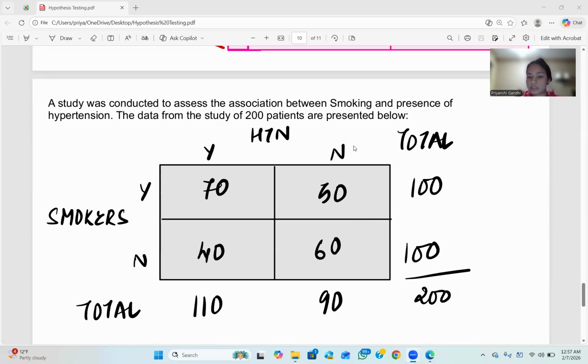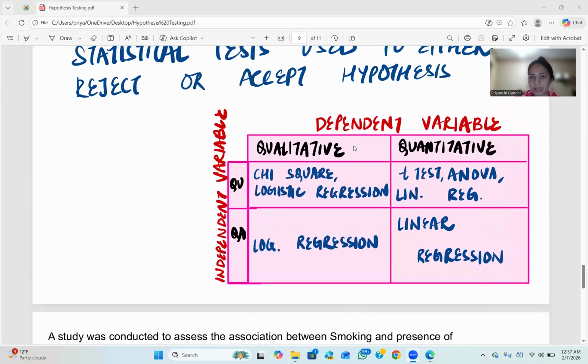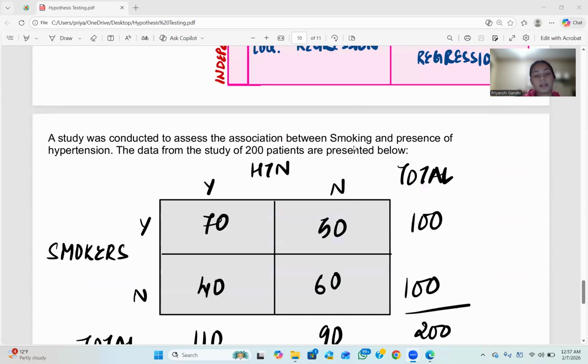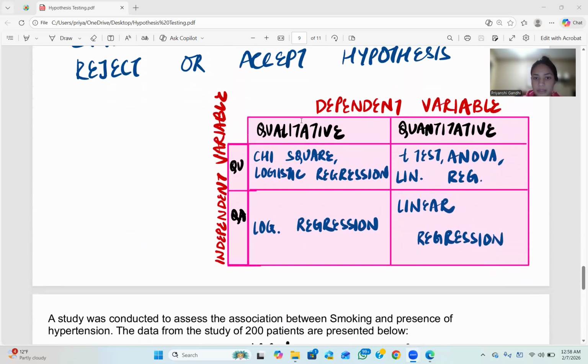So to reach the answer to this question, I'll come back to this 2 by 2 table and we'll determine what types of variables we have. So we have hypertension and smoking. Both of them are qualitative variables. Hypertension is the outcome, so that's the dependent one, and smoking is the independent one. So the answer will be chi-square.